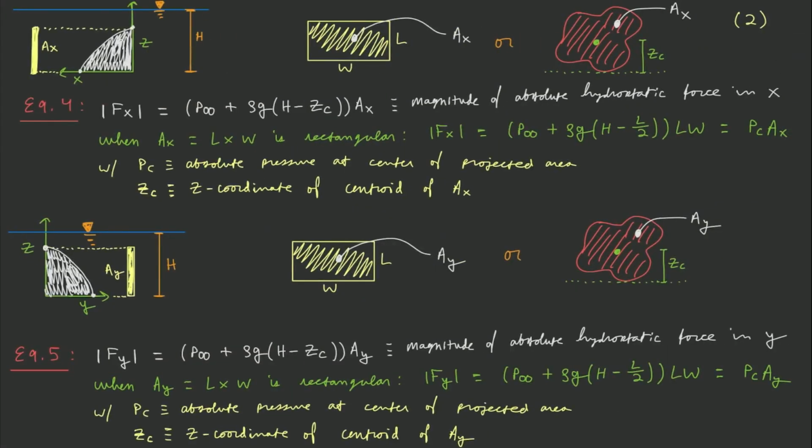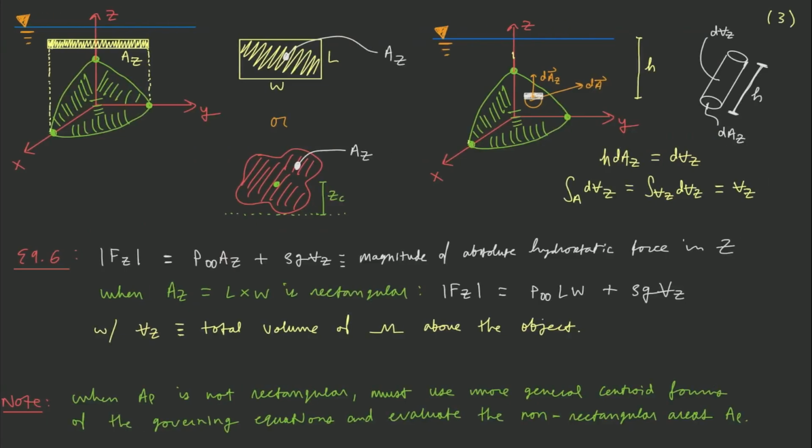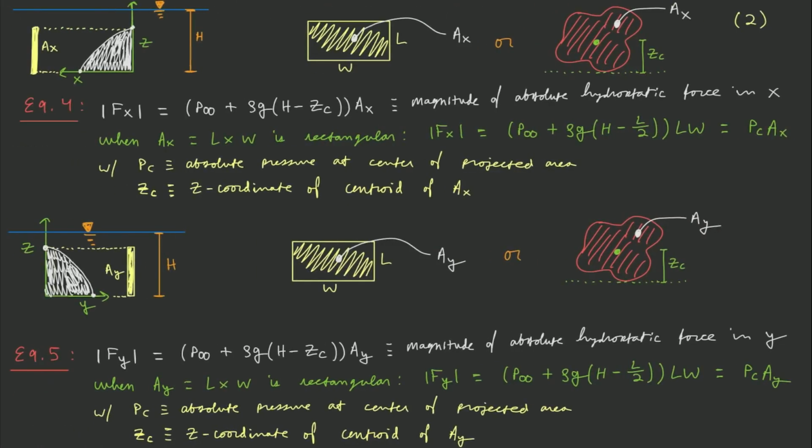The salient points of these equations are as follows. We need to find the force in x, the force in y, and the force in z. To begin, in x and y, the equation tells us that to find the force in x on that arbitrary curved surface, we find the projected area of that surface in x. Then we take the pressure at the centroid of that projected area in x and multiply it by the area in x. That will give us the force in x. And similarly for y, we project the arbitrary curved surface in y to get a projected area in y, and we take the pressure at the centroid of that projected area in y and multiply it by the area in y, and we get the force in y.